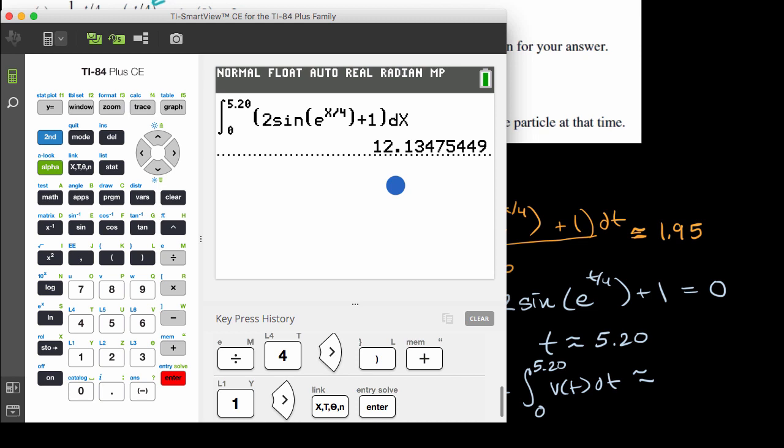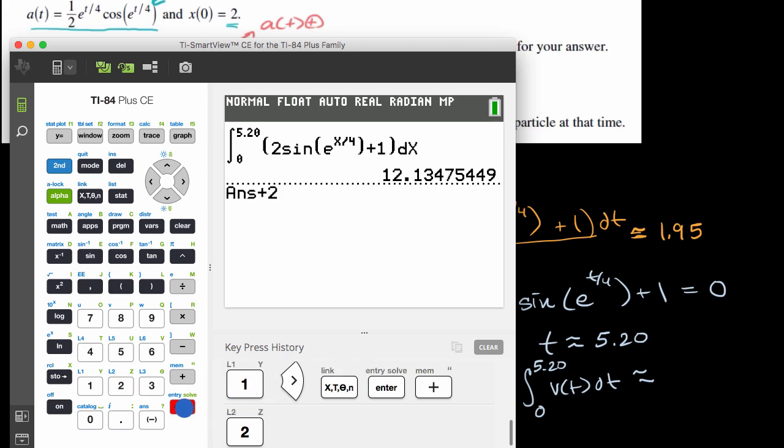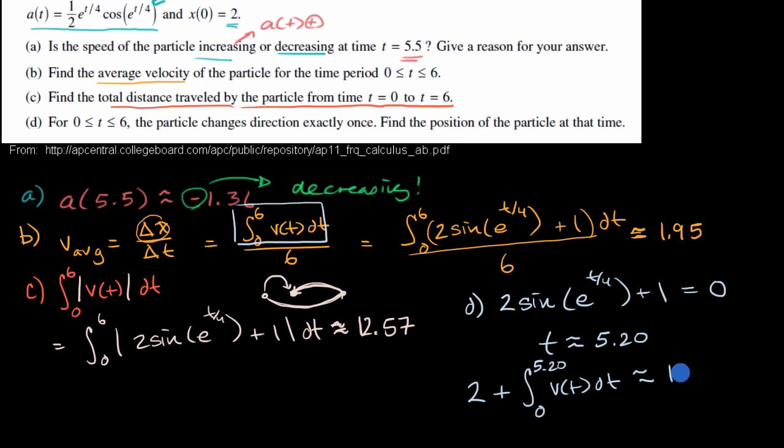And we know what our initial position is. Our initial position is at 2. They tell us x of 0 is equal to 2. So plus 2 is going to be equal to 14.13, or approximately equal to 14.13. And we are done.